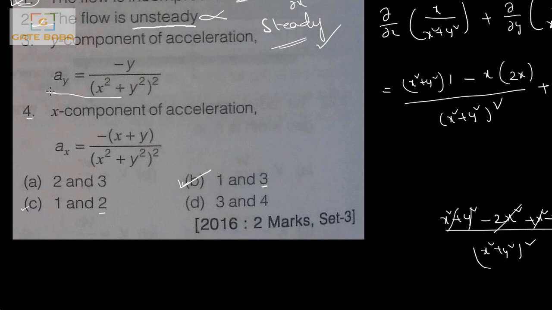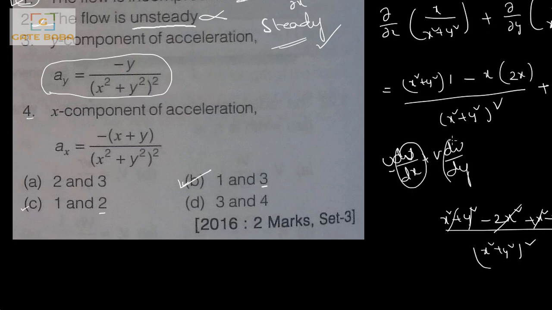If you try to find the acceleration in the y direction, that will be very difficult. In the y direction it means u ∂v/∂x plus v ∂v/∂y, so this much big thing you have to multiply. u means x/(x²+y²), v means y/(x²+y²), and multiply with the differentiation. That is a very big equation. So don't go for that. It is a 2 mark question. GATE doesn't test your differentiation skills. They only test your basics.